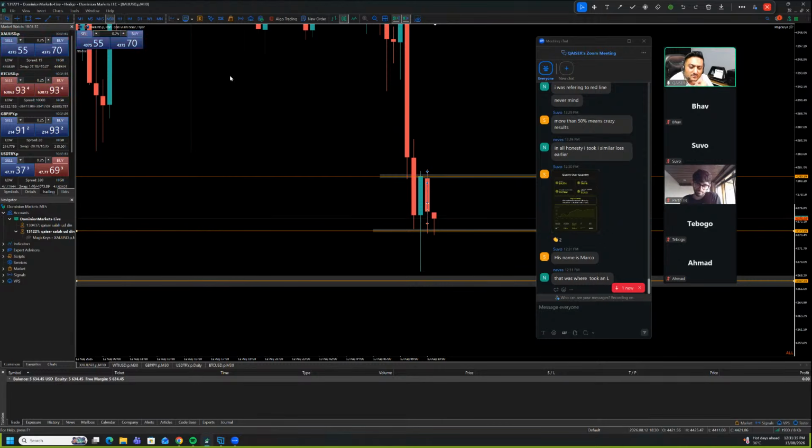So 30-minute close, you know what, man? I just hate this thing. When a candle closes with the same size as the previous candle, I just hate this thing. And you guys know what the meaning of this one is.